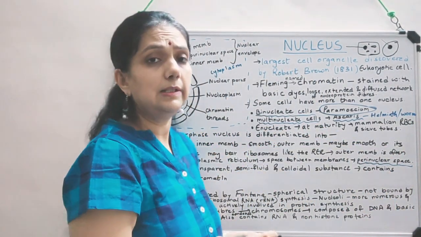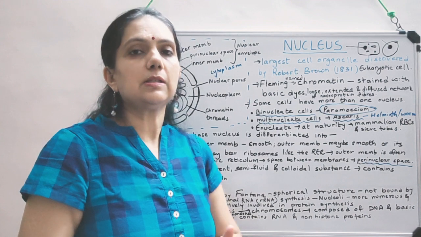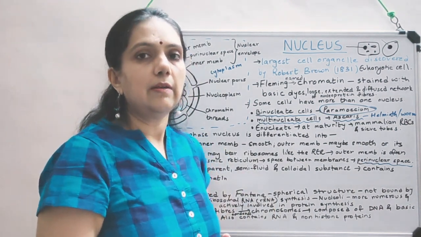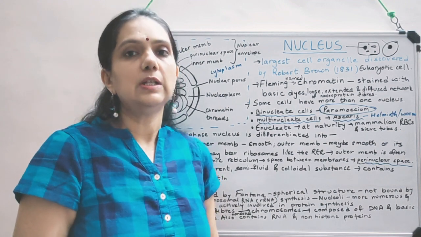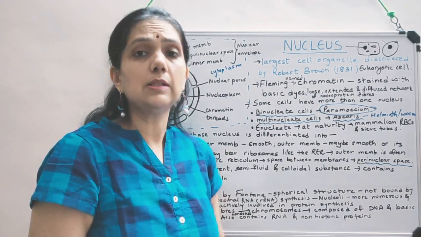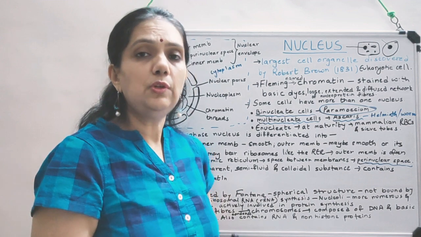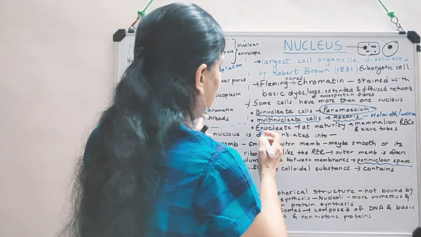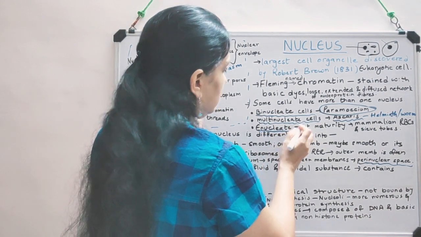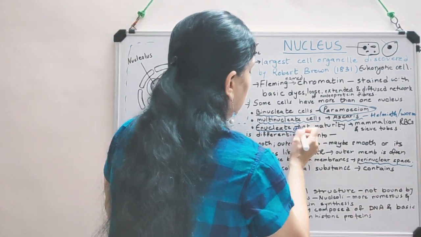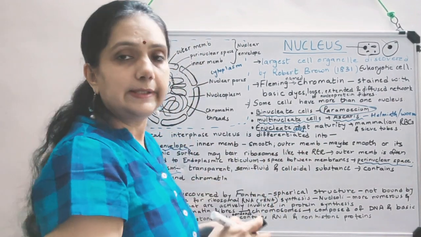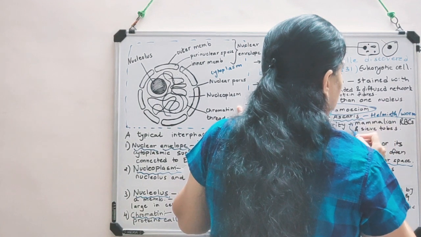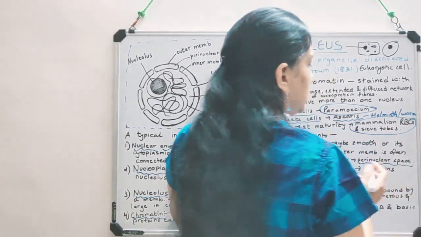Now some cells have a nucleus when they are born, but at maturity there is no presence of nucleus, meaning they are devoid of nucleus. There is absence of nucleus in the cells, and such cells are called enucleated cells. Examples which you have to remember are mammalian RBCs and sieve tubes.